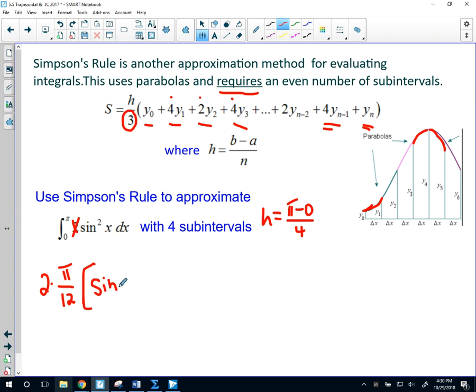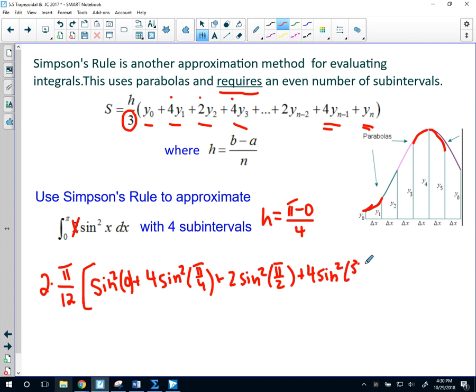So it's going to be sine squared of 0, plus 4 times sine squared of pi over 4, plus 2 sine squared of pi over 2, plus 4 sine squared of 3 pi over 4, plus sine squared of pi, with no number multiplied by it this time. I'm going to let you calculate all of this out if you want to. But strangely enough, using Simpson's rule, you get the same answer. It turns out to be pi.